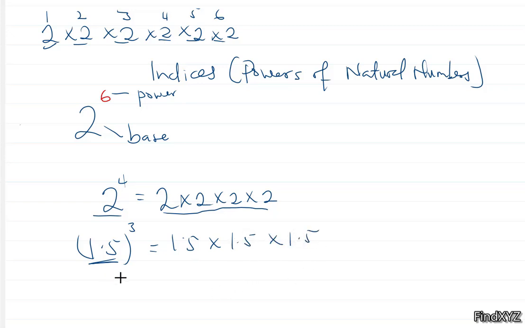The last one before we move on to the next section, which is 3x all squared. What does this mean? This means that this is the base, which is 3x, is multiplying itself 2 times. So we just repeat 3x 2 times, which is 3x times 3x. So that is how it works. Let's dive in to the next section.